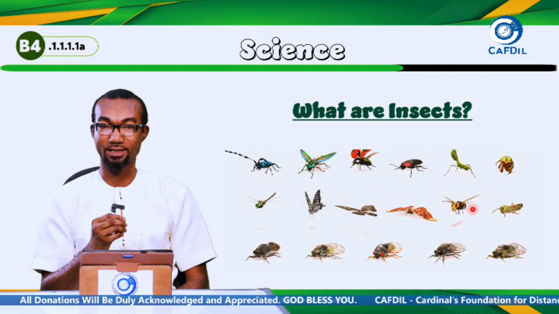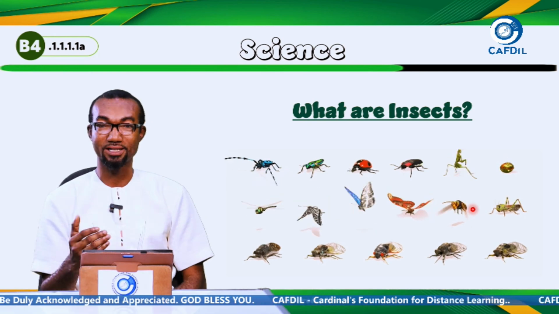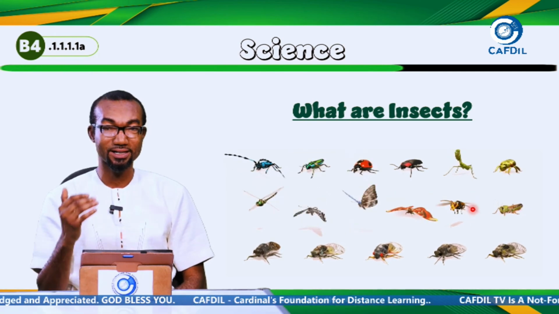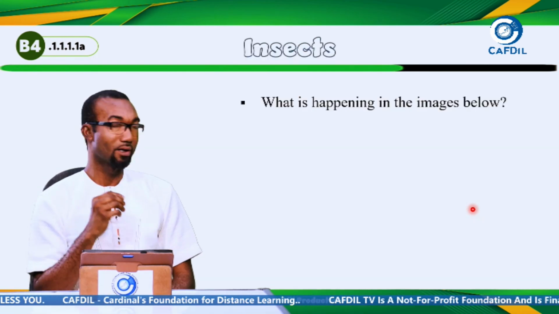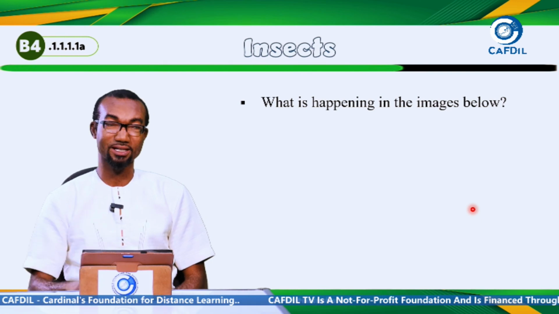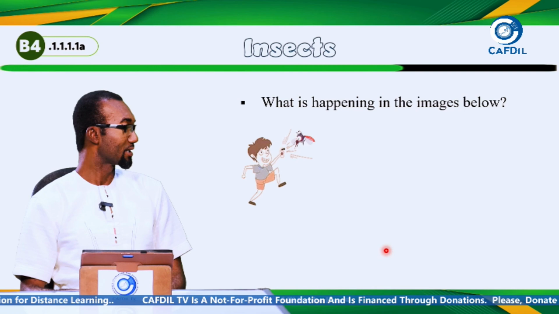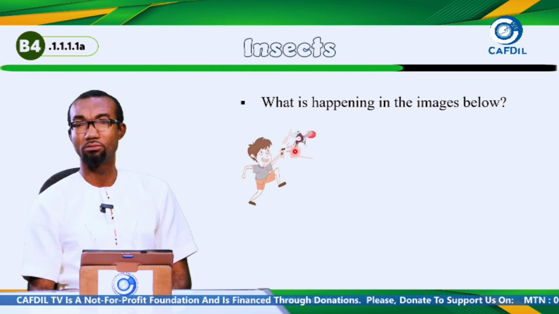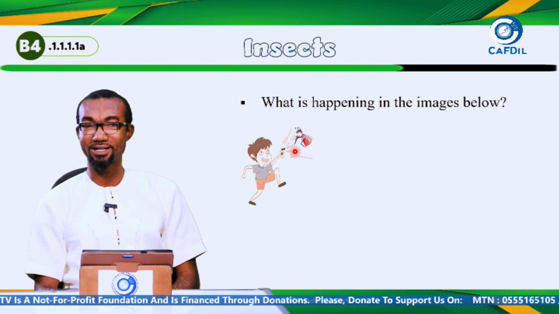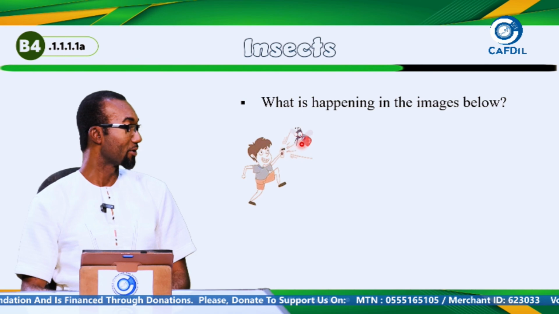Now, what are insects? The lesson demands that at the end of this series of lessons, you'll be able to classify certain animals as insects. So what are insects? Before we go to what insects are, let's look at the images here. What is this boy doing? Spraying a mosquito here. I hope you have done that before. Mosquitoes worry us a lot during the night and we all do away with them.